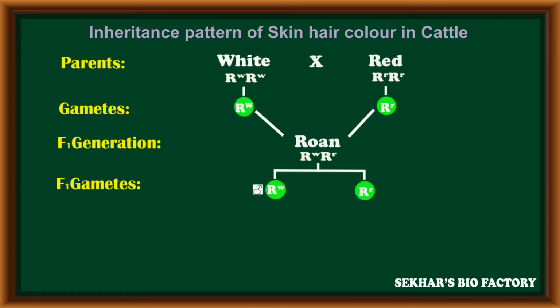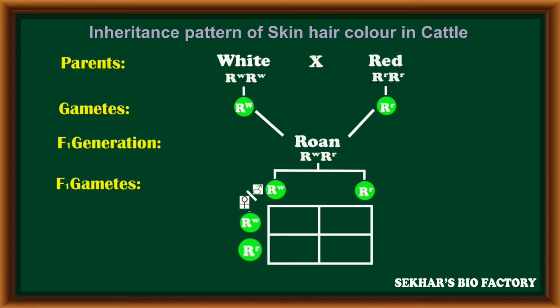This F1 hybrid roan can produce two types of gametes. 50% of gametes are with the capital RW and 50% of gametes are with the capital R. Now, these two types of gametes are fused randomly to form the F2 generation.